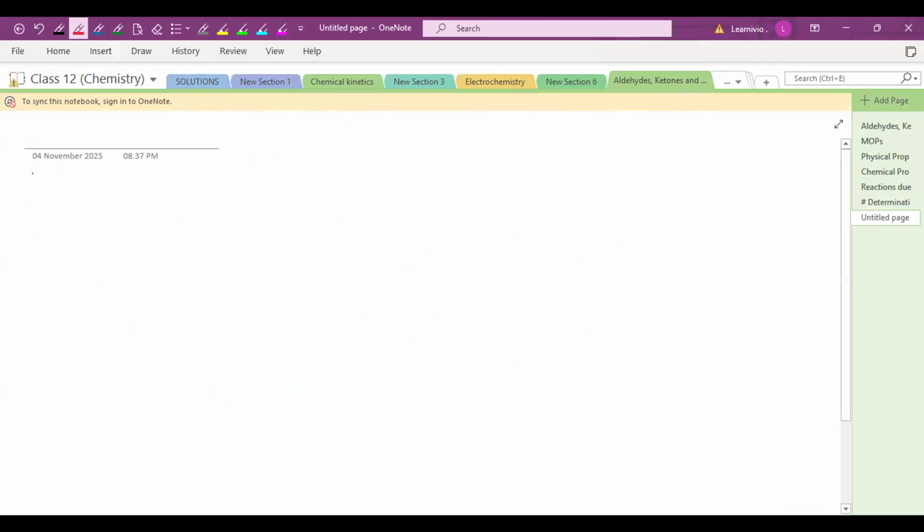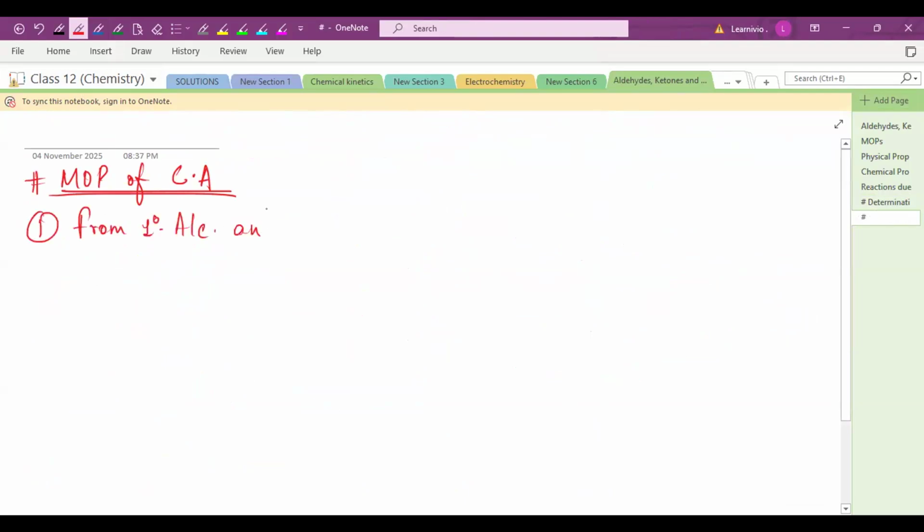Write down the methods of preparation of carboxylic acid. Methods of preparation of carboxylic acid. First method is from primary alcohol and aldehydes. From primary alcohols and aldehydes. Okay, so see, primary alcohol on oxidation with a strong oxidizing agent will give a carboxylic acid.